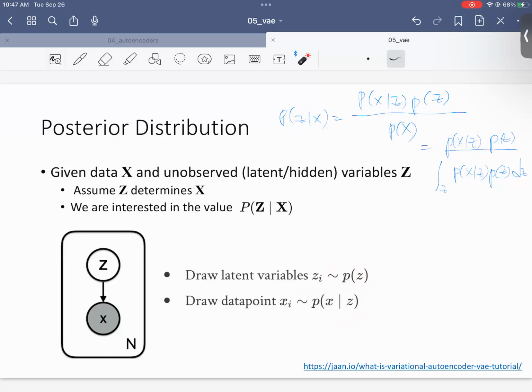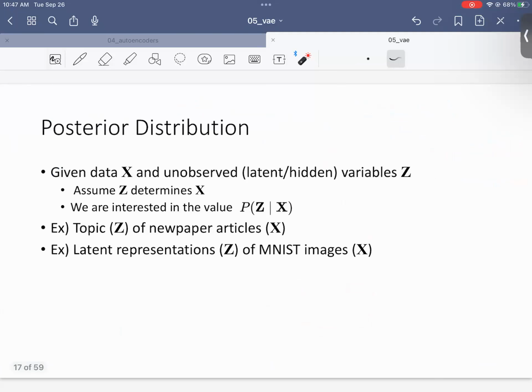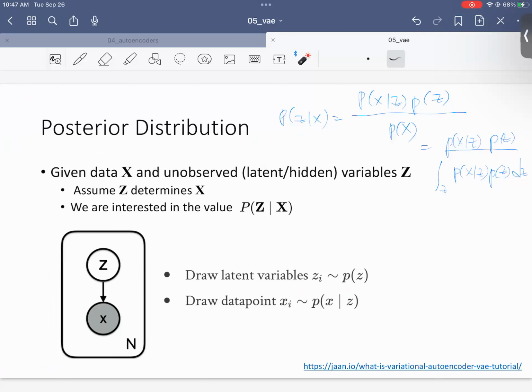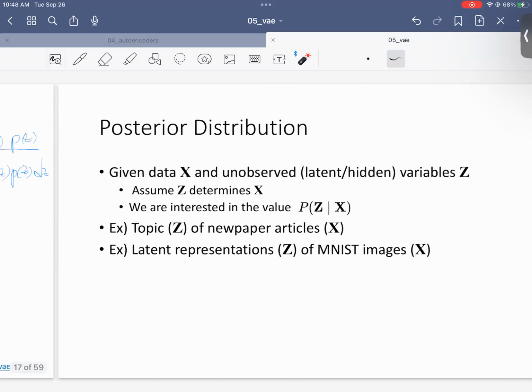And what we want to do, based on these assumptions, is calculate the posterior distribution. Oh, by the way, these notations and the figures are borrowed from a very nice blog here. So if you have time, you can visit there.